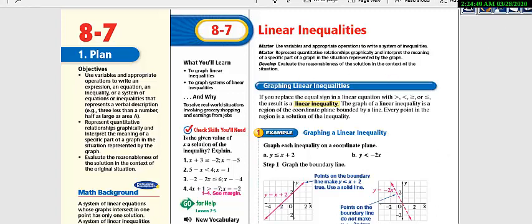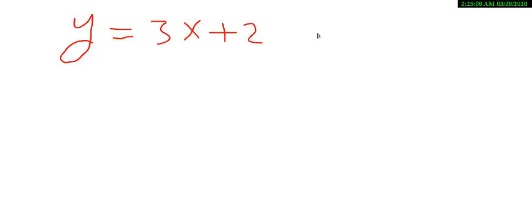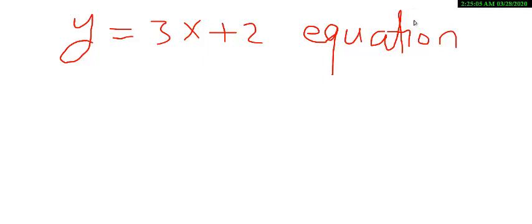So we need to understand this by taking a small note. If I say, for example, y equals 3x plus 2, this is an equation. Why? Because this contains an equal sign, which is here. This equal sign will make the expression y equals 3x plus 2 an equation. And we had this in the previous sections.